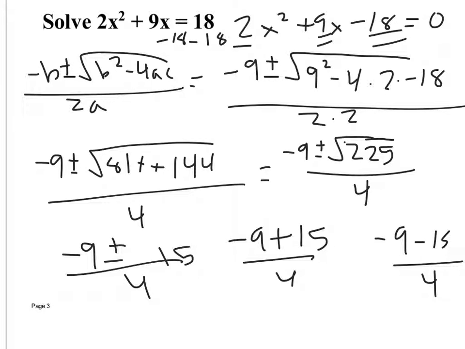Negative 9 plus 15 is 6. 6 divided by 4, I'm going to leave it as a fraction, 3 over 2. Negative 9 minus 15 gives you negative 24. Negative 24 divided by 4 gives you negative 6. So there are your two answers, negative 6 and 3 over 2.